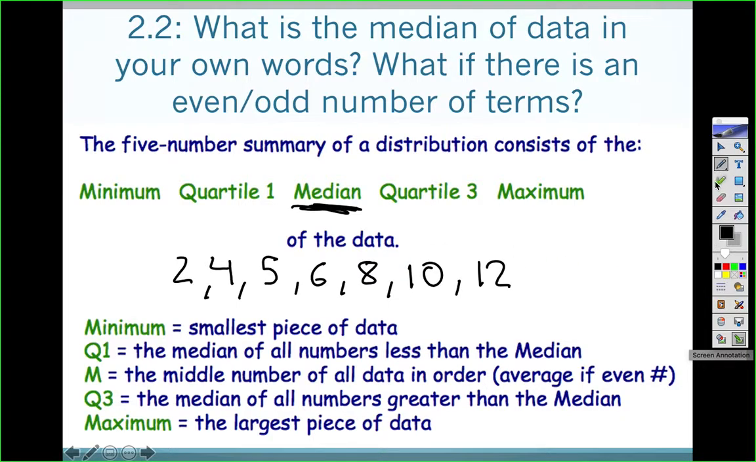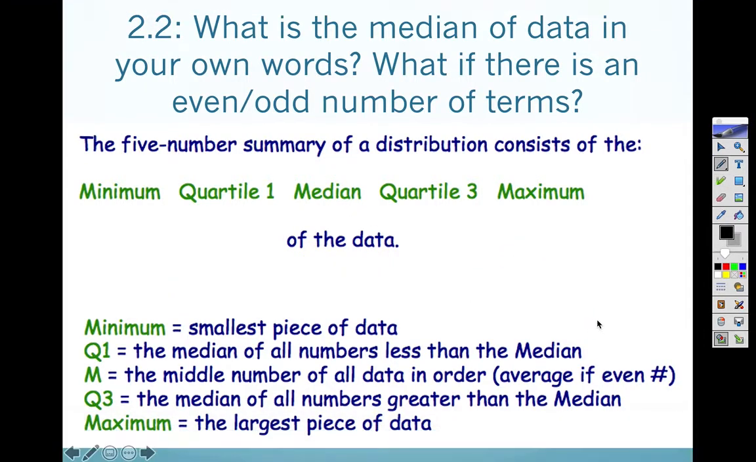So what that should mean to you is when the numbers are in order, the median is found when you cross off a number on each end until you find that middle number. So in this case, the median would be 6. In this little data set, the median would be 6 because it was the middle number. That is when we had an odd number of terms: 1, 2, 3, 4, 5, 6, 7 terms. The median is the middle. 3 on the left, 3 on the right, it's the middle term.